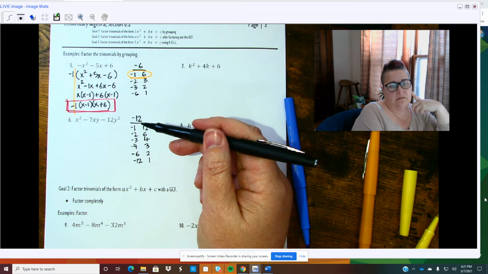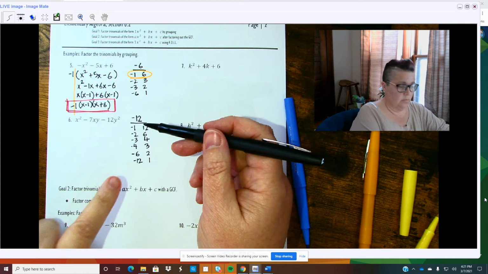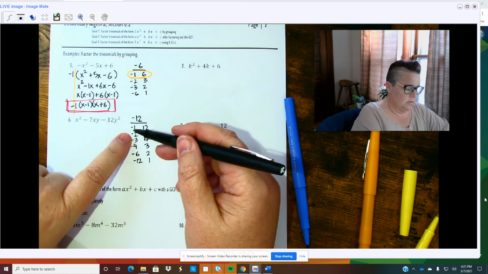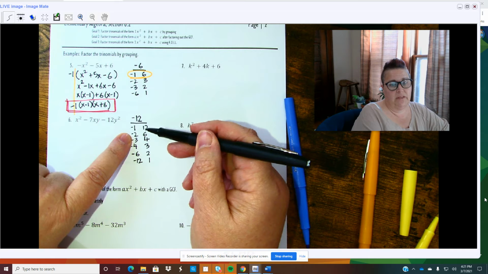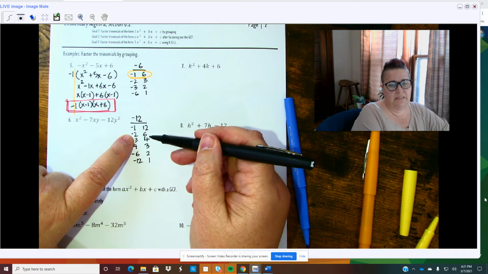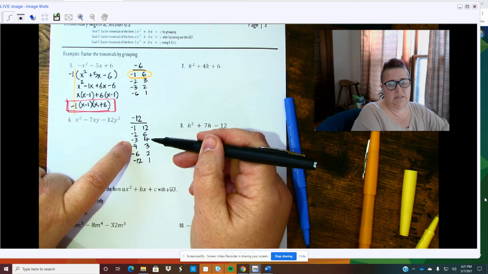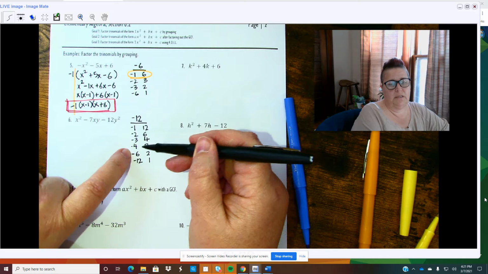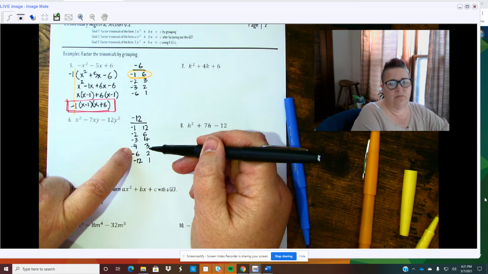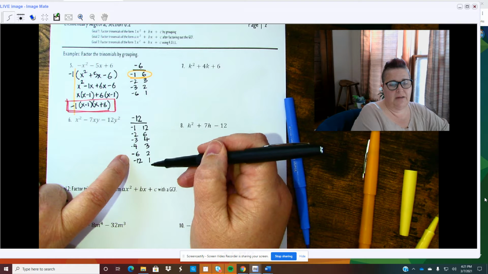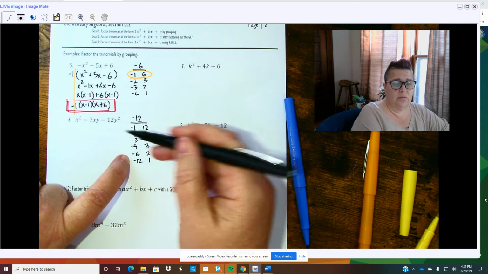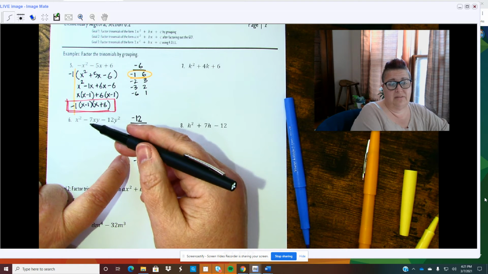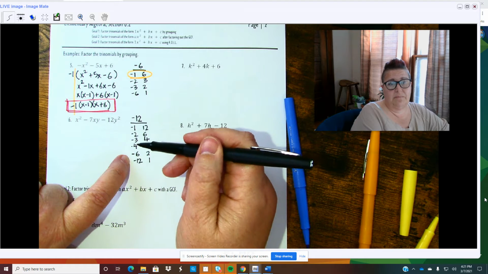Okay. Nothing is jumping to mind, but I'm just going to go through meticulously to check. So negative 1 plus 12 is a negative 11. Negative 2 plus 6 is a 4. Negative 3 plus 4 is a 1. Negative 4 plus 3 is a negative 1. That's a negative 4, and that's a negative 11. None of these pairs will add up to be a negative 7. What does that mean?